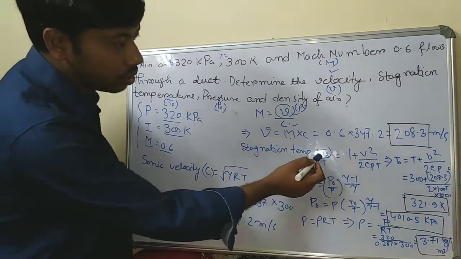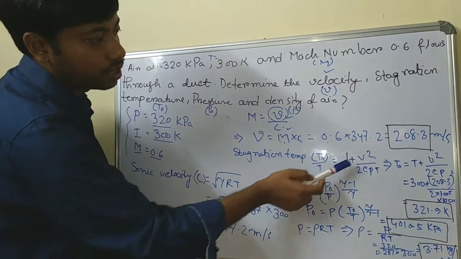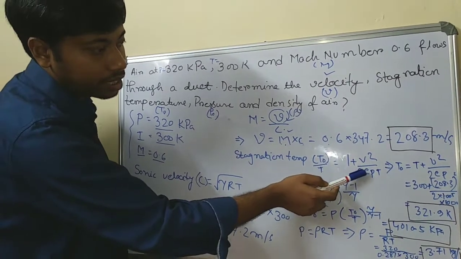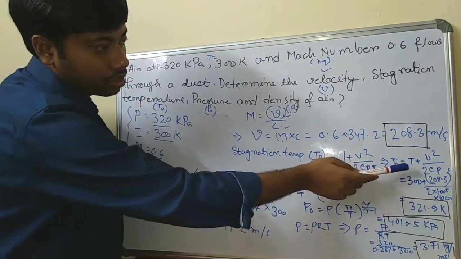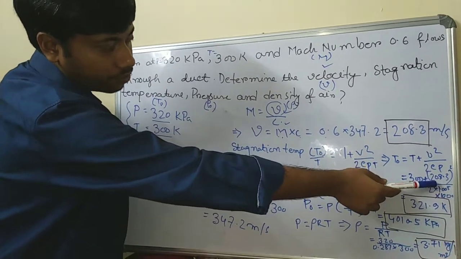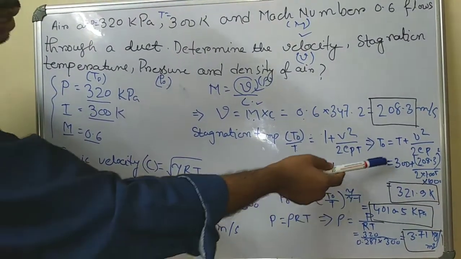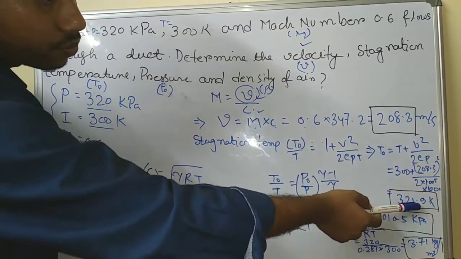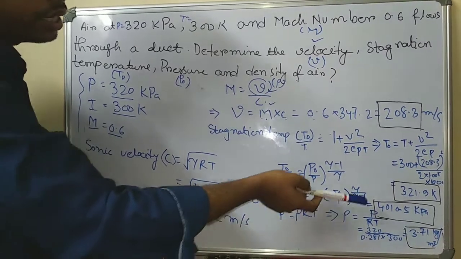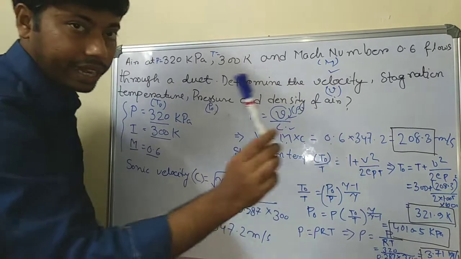So T0 will be T plus V square divided by 2 Cp. The value of T is given, that is 300 Kelvin. V is the velocity of the fluid, which comes out 208.3, right? And the 2 Cp value is given, that is 2 into 1.005 into 1000, converted into meter square per second square. The answer for the stagnation temperature T0 will be 321.9 Kelvin.